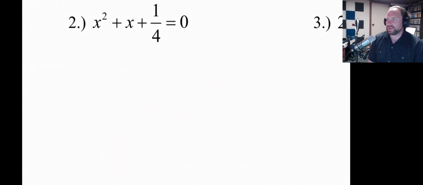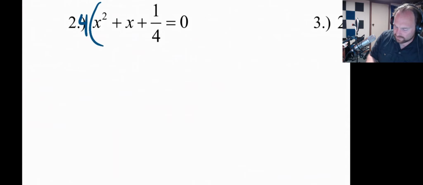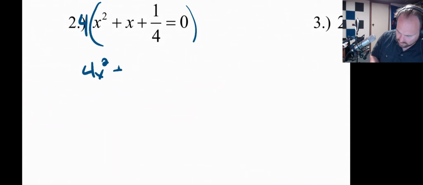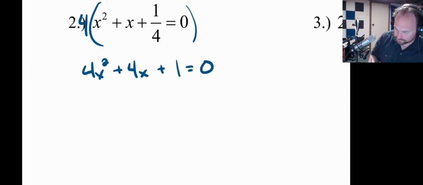Now this problem you can handle a couple different ways. You might already recognize the pattern happening here, but if you don't, I wouldn't blame you. I didn't see it until I looked at the answer ahead of time. But whenever you have a fraction involved in these problems, a really good idea is to get rid of the fraction by multiplying by the denominator. So I'm going to start this problem by multiplying everything in the problem by 4. And that will give us 4x squared plus 4x plus 1 equals 0.